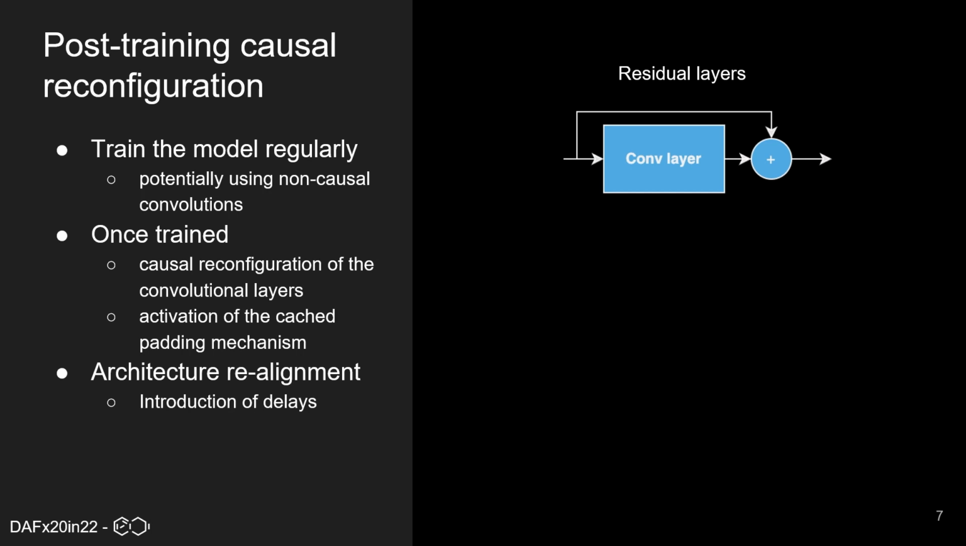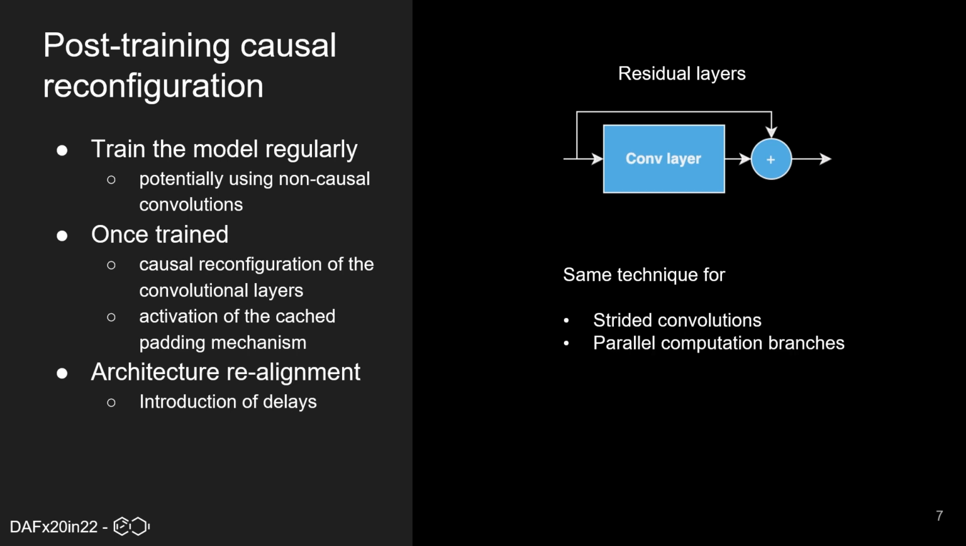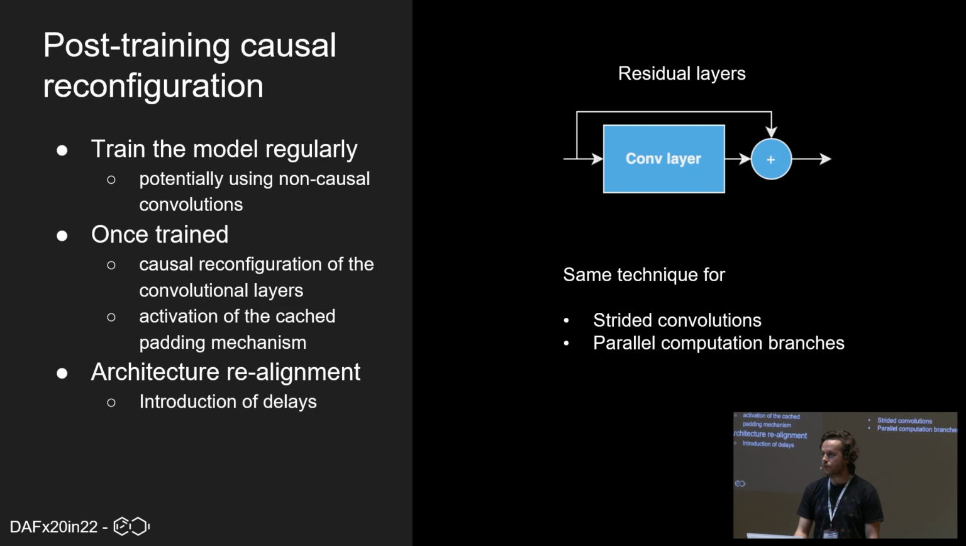And this method of introducing delays to realign the model once reconfigured into causal form can be applied for strided convolutions and more generally parallel computation branches, which encompass most of the existing architectures leveraging convolutional layers.